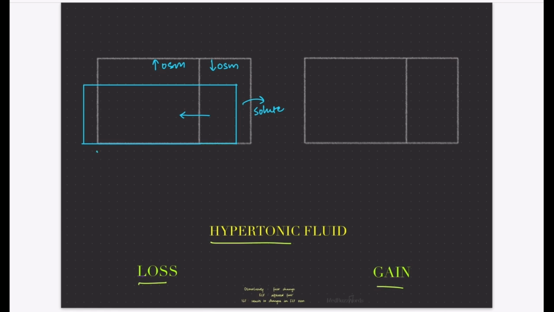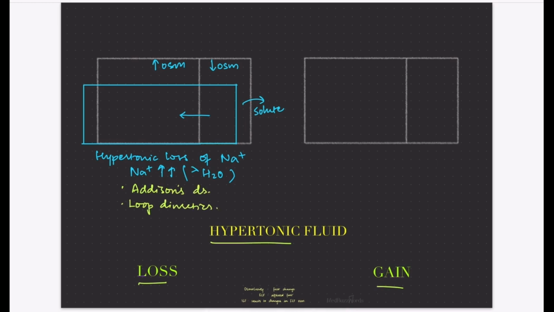This is called hypertonic loss of sodium. Here the loss of sodium is much more than the loss of water. This can be seen in conditions such as Addison's disease or in a patient who has been using loop diuretics.